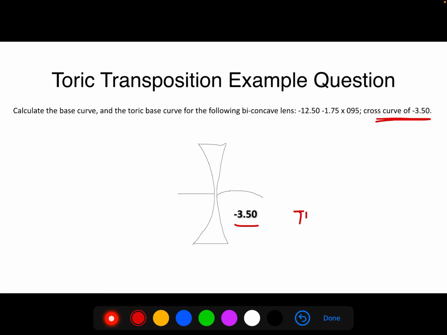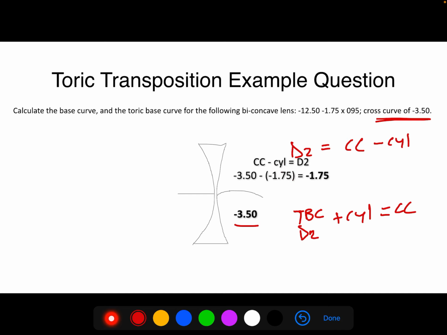Remember, we take our toric base curve, which is also known as D2, and we add the cylinder from the prescription. That's how we calculate this cross curve. So if we were to rewrite this formula to calculate for D2, it would read D2 equals the cross curve, which is given. Instead of adding the cylinder, you would minus the cylinder. So let's see what that would look like.